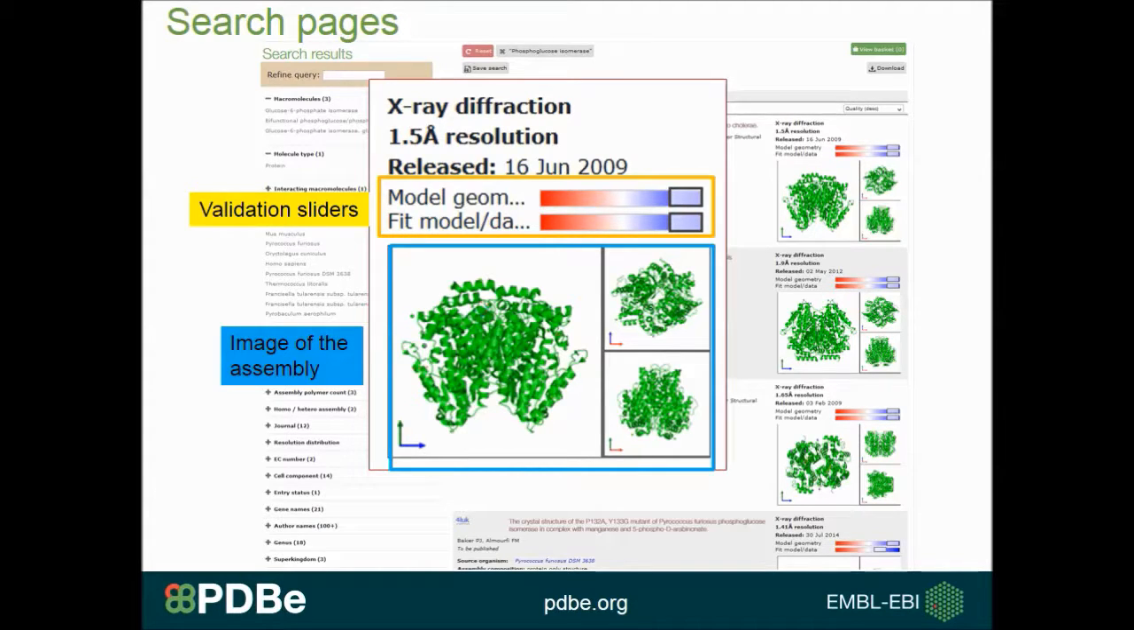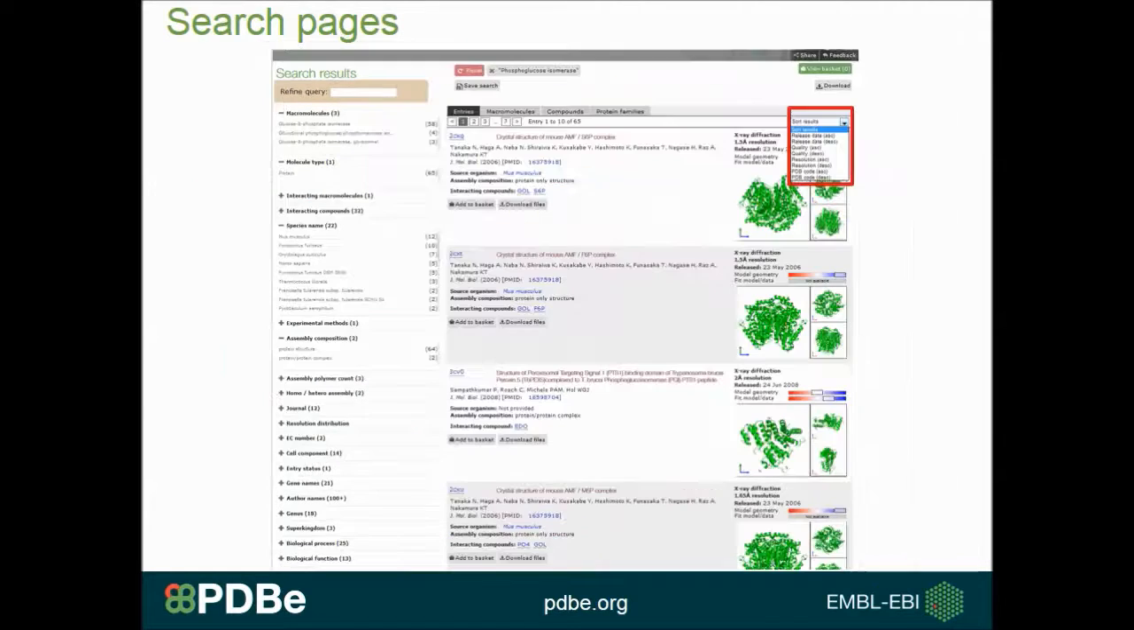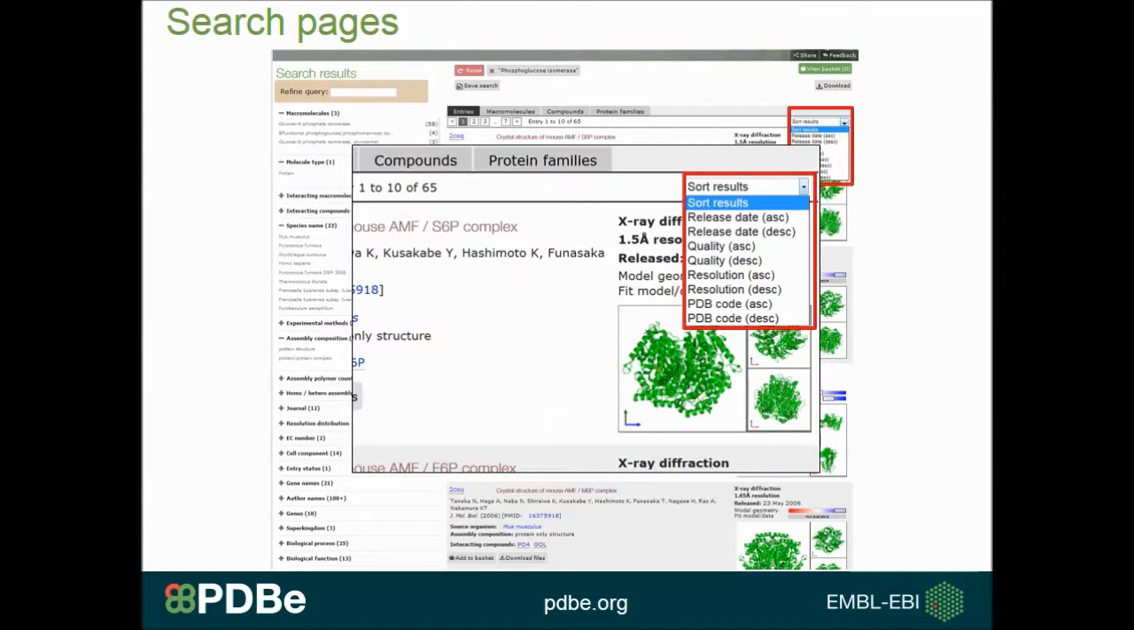Just above this in the yellow box we have the validation sliders. This is directly from the new validation reports and is presented directly on the search results, so you can see which structure is the best. We enable you to sort these results, shown here, where we can sort by release date, quality, resolution, or PDB code should we want to.